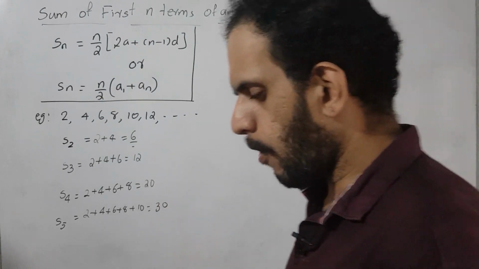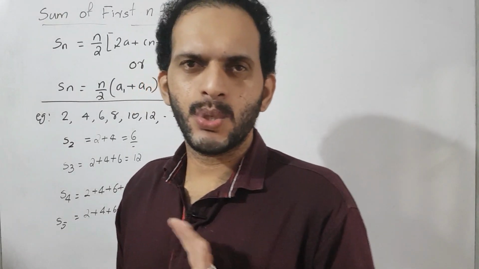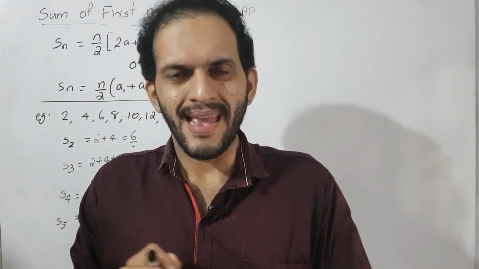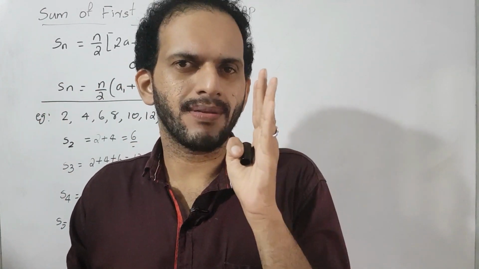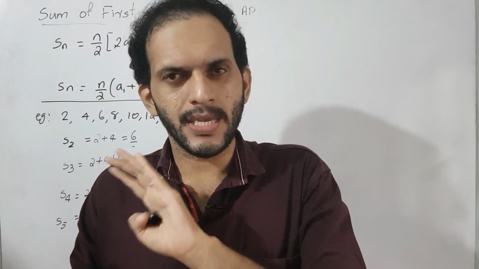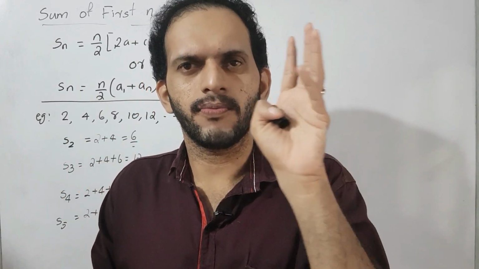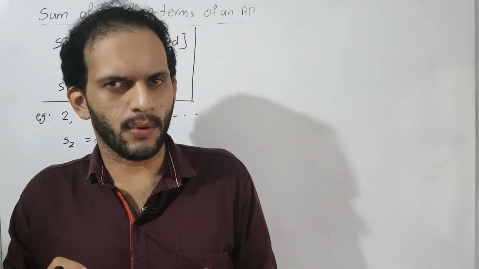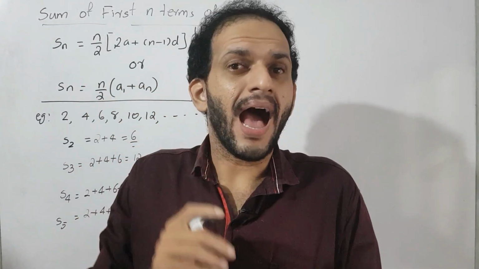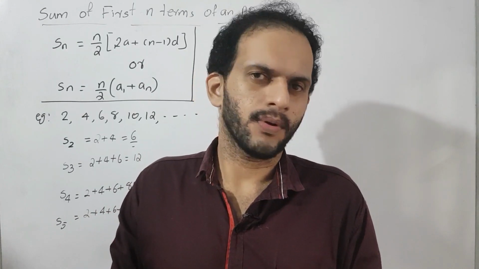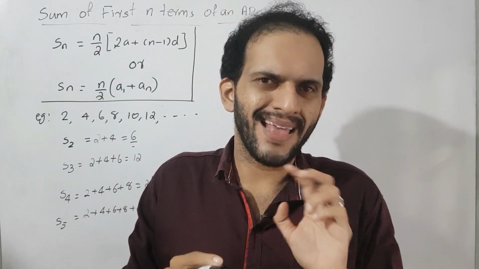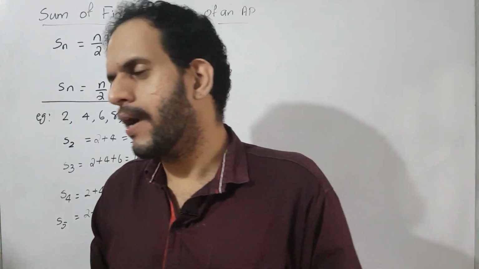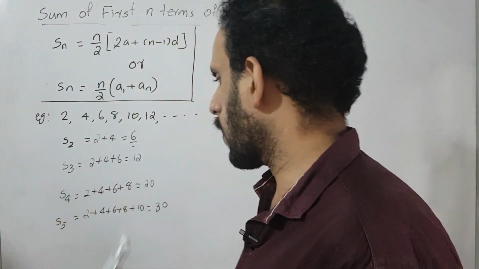Then I think you got the idea about Sn. S2 means the sum of first two terms. S3 means sum of first three terms. S4 means sum of first four terms. ആദ്യത്തെ 4 ടേംസിൻ്റെ സമ്മ്. S5 എന്ന് പറഞ്ഞാലോ ആദ്യത്തെ 5 ടേംസിൻ്റെ സമ്മ്. Okay, then now we got the idea about S2, S3, S4 and S5.